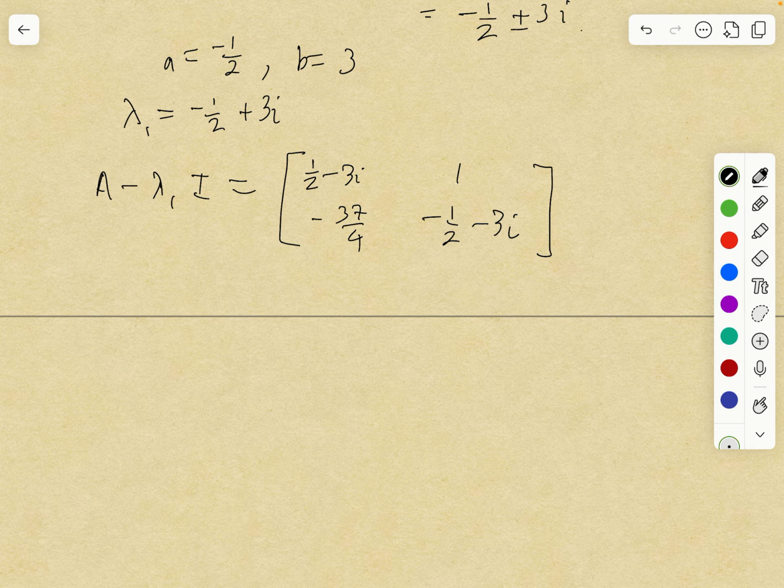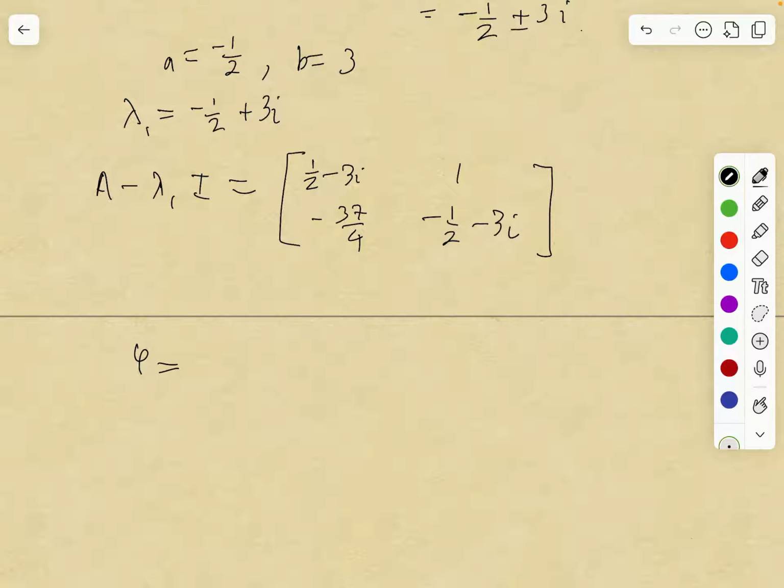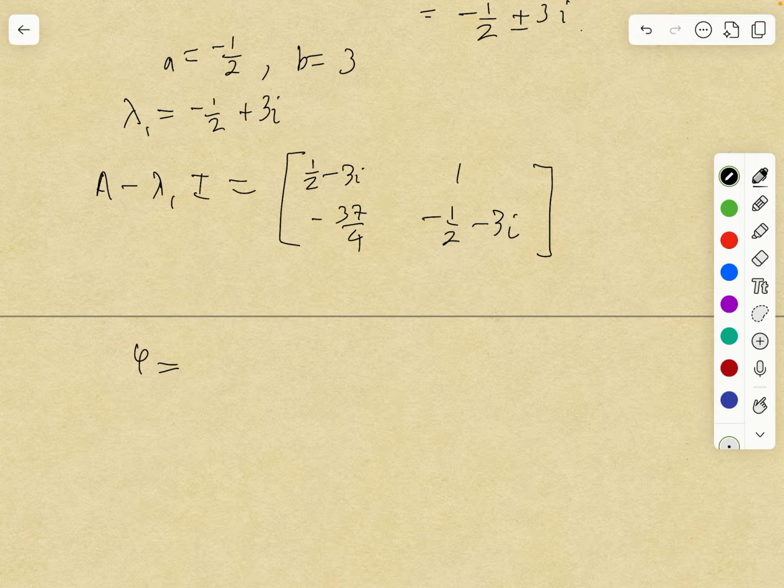So now we need a complex eigenvector. To find a complex eigenvector of this matrix, we know this matrix is not invertible, right? You just need to find one vector in the null space. So you can just take the first row, swap the entries, and stick a minus sign somewhere. So let's write it as 1 and then negative 1/2 plus 3i.